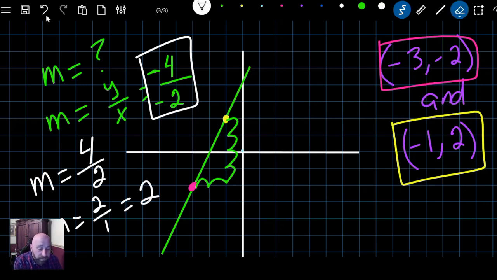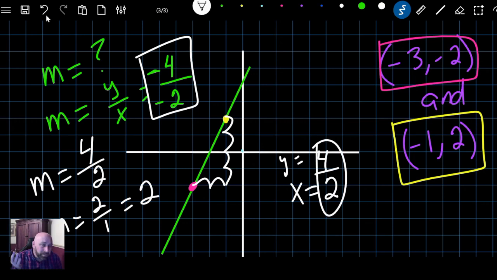Now you could find it going the other way. So let's do the same process, but let's start here at the pink dot this time. 1, 2. So x equals 2 this time, right? And then y equals 1, 2, 3, 4. Y equals 4. Now this time it's positive, okay? So the first time we got negative, negative, which turned into a positive.